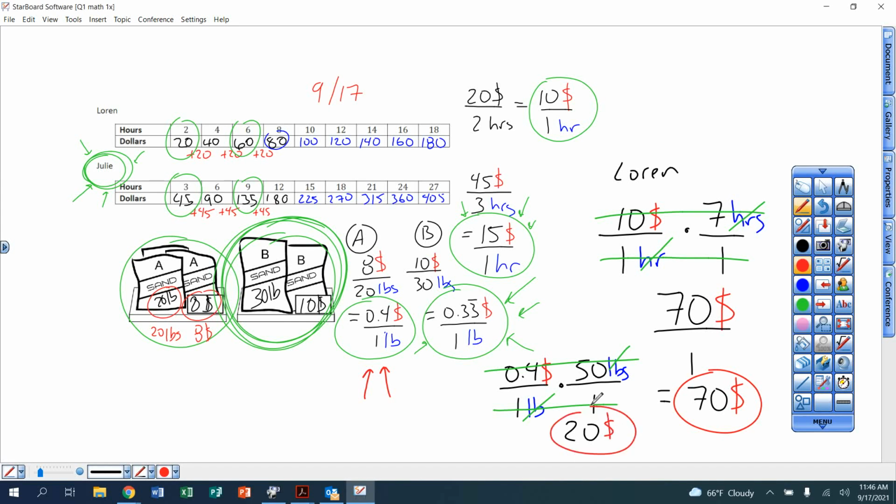The pounds units went away. On the bottom, you wouldn't really write over 1 because 1 times 1 is 1, and no one writes a whole number over 1. All right, the third word is focus.